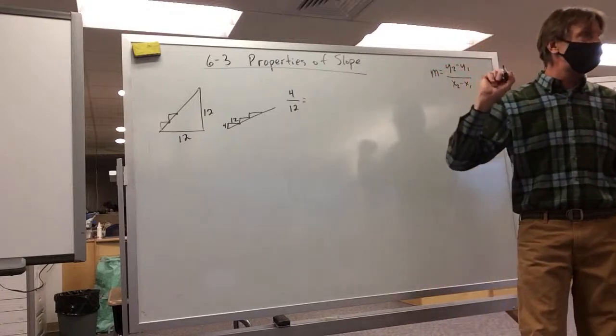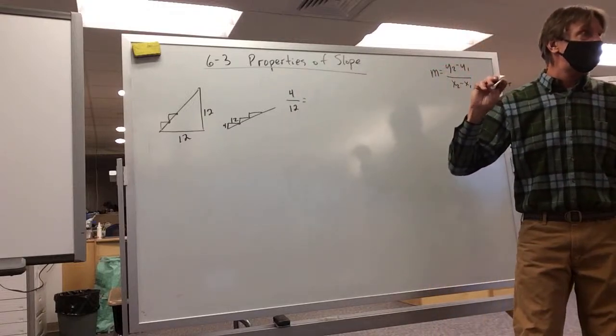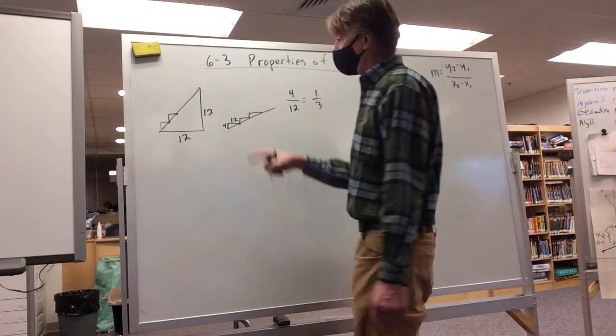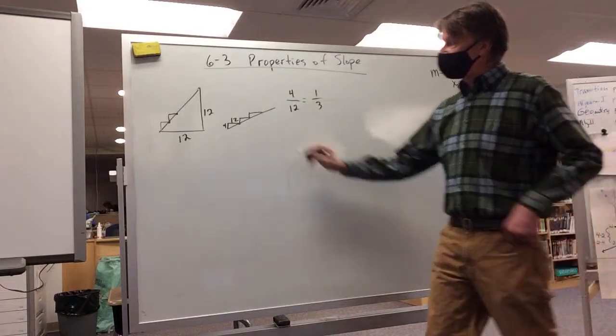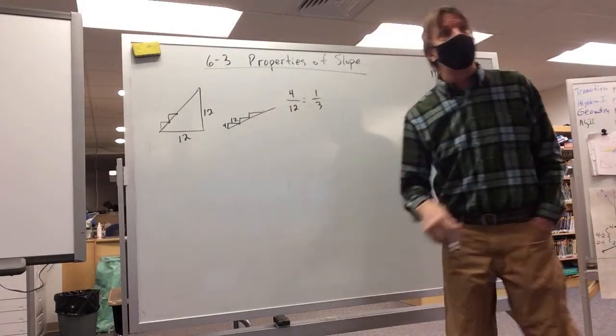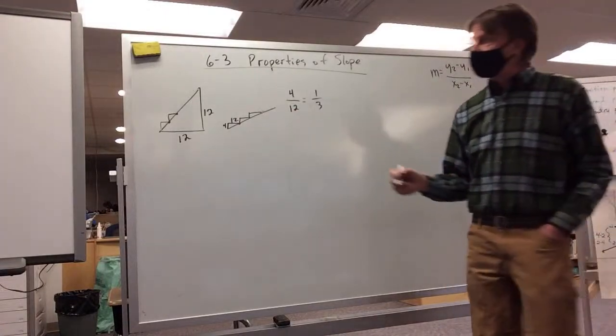What does that simplify into? 1 over 3. And this is called a 4/12 roof. So instead of going up 4 and over 12, you could go up 1 and over 3. You could take smaller steps. Or you could take bigger steps.